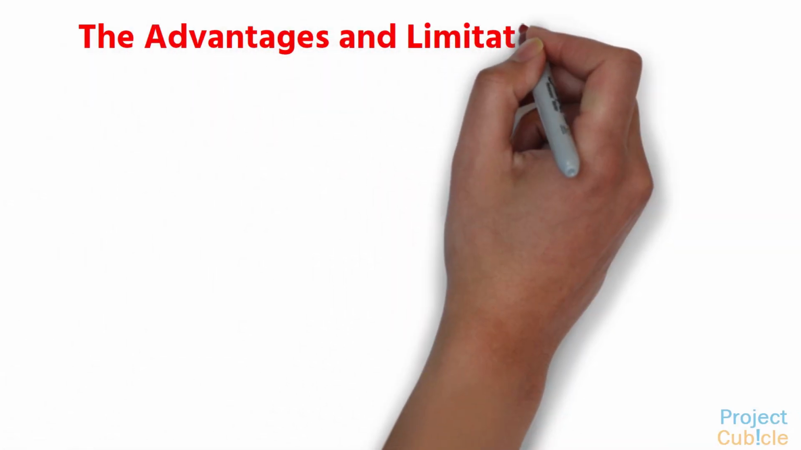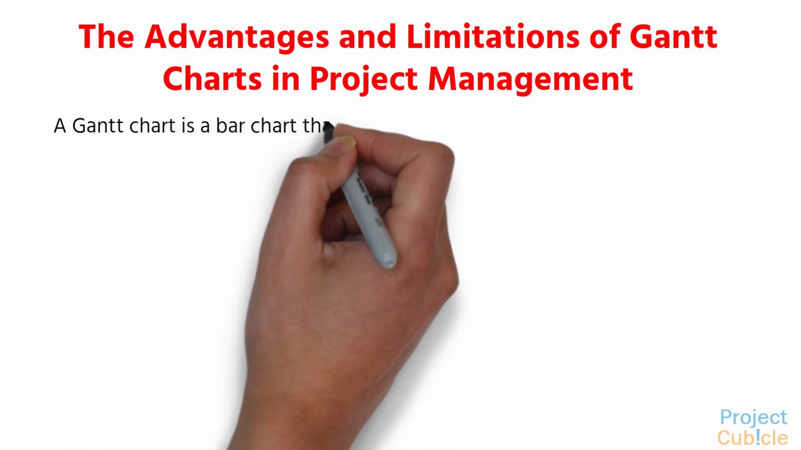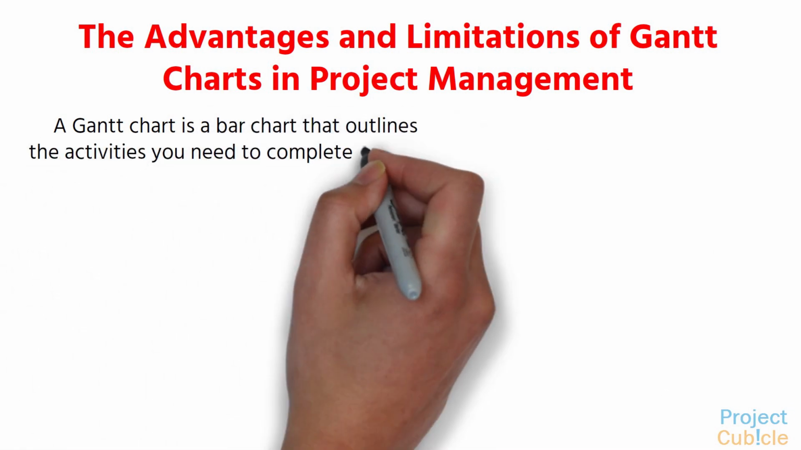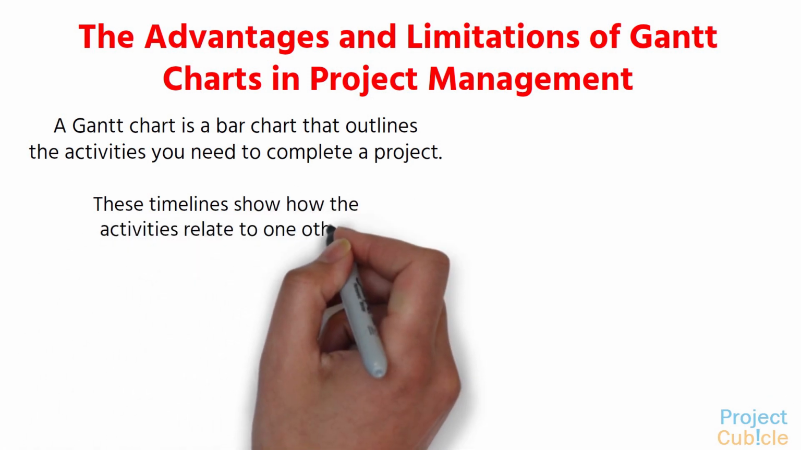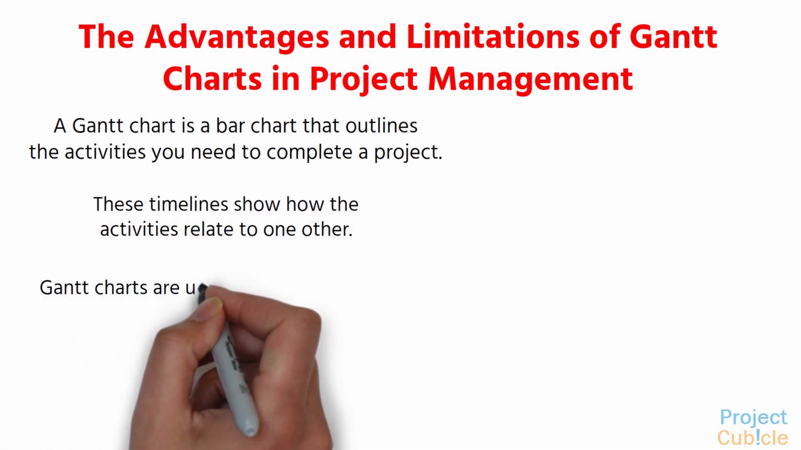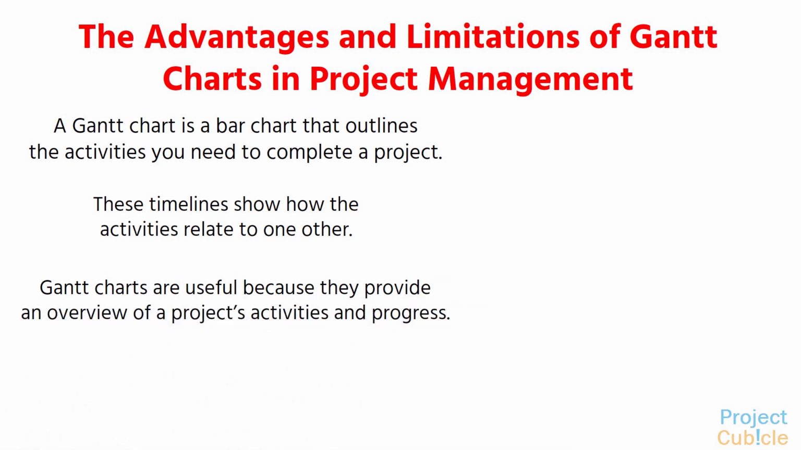The advantages and limitations of Gantt charts in project management. A Gantt chart is a bar chart that outlines the activities you need to complete a project. These timelines show how the activities relate to one another. Gantt charts are useful because they provide an overview of a project's activities and progress.